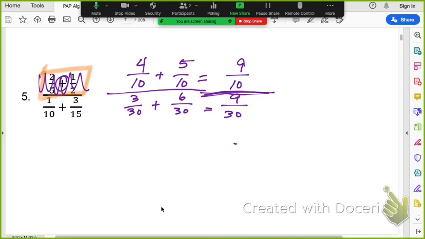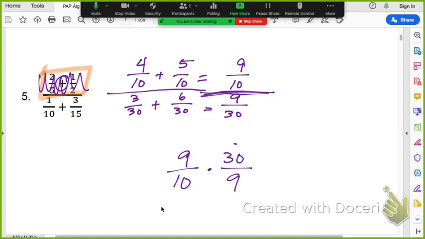And now we're kind of at the point where we were for number 4 with a fraction over a fraction. How do I treat that? What do I do? You would do 9 over 10 times 30 over 9. Perfect. 9 over 10 times 30 over 9.